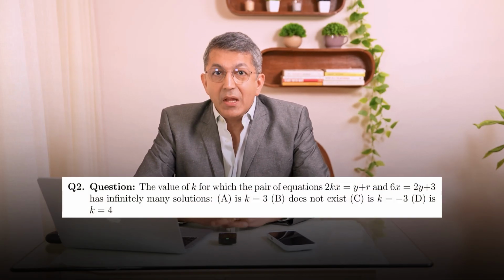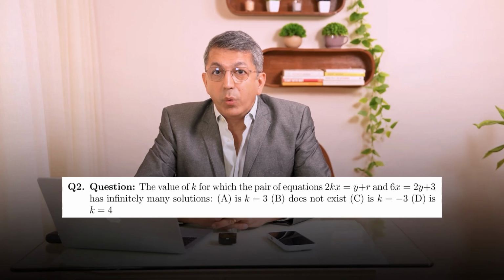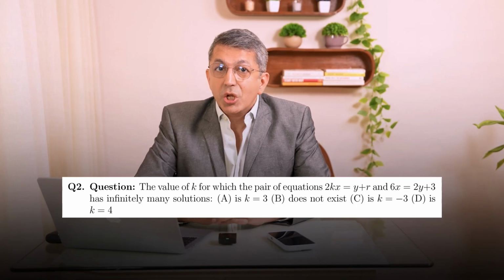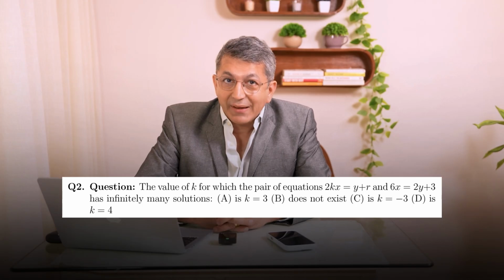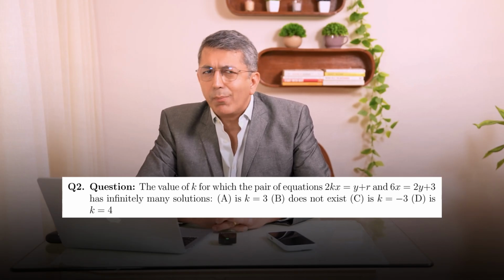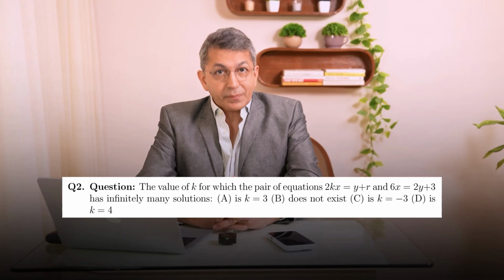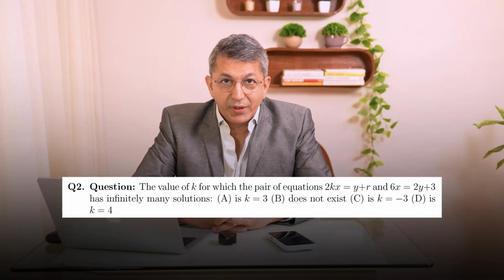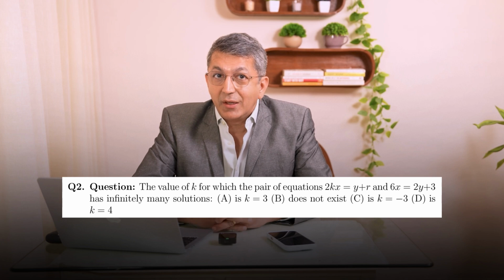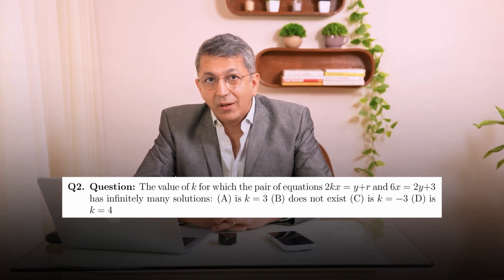Question 2. The value of k for which the pair of equations 2kx = y + r and 6x = 2y + 3 has infinitely many solutions. A. Is k equal to 3? B. Does not exist. C. Is k equal to minus 3, or D. Is k equal to 4?